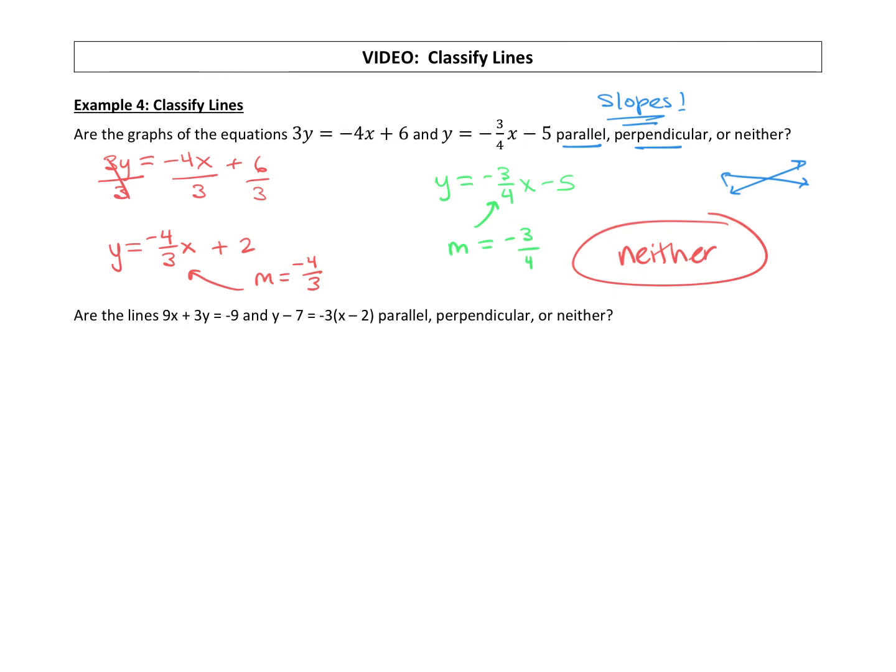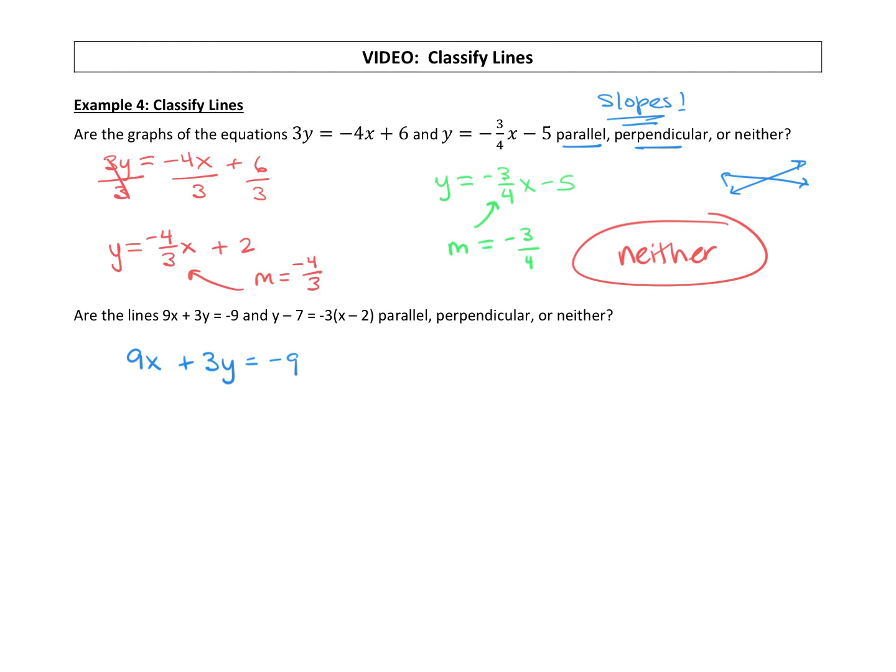All right, let's just try one more of those. Are these lines parallel, perpendicular, or neither? So this is 9x plus 3y equals negative 9. This is not point slope form. It's not slope-intercept form. This is standard form, ax plus by equals c.